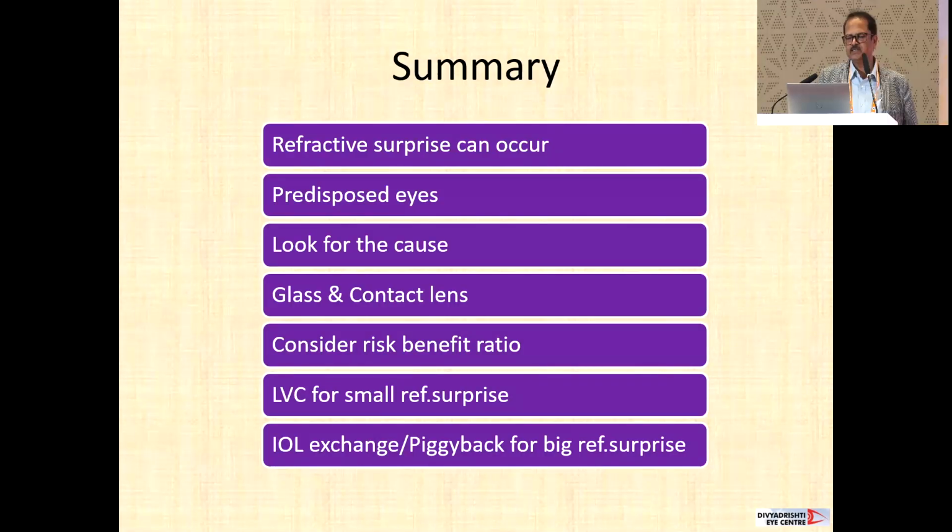So just to summarize, refractive surprise can occur no matter how careful you are, how many new machines you use. Particularly in a predisposed eye, look for the cause. Give the options of using glasses and contact lens. If they don't go for that, then you can use these procedures to correct the refractive surprises. IOL exchange and piggybacks are reserved for the big surprises, but you can go for laser vision correction for the small refractive surprise. Thank you so much.